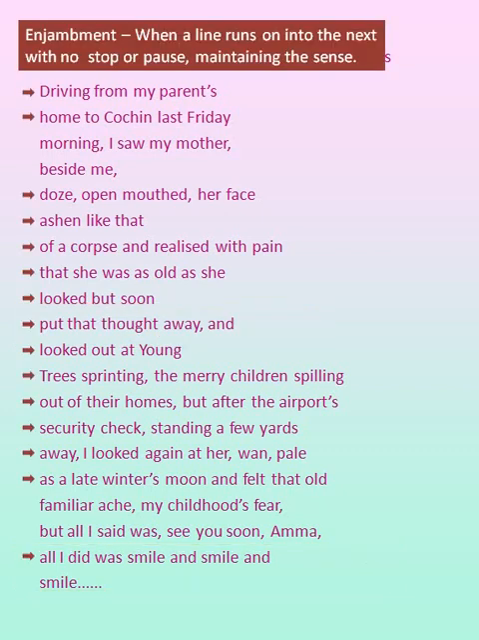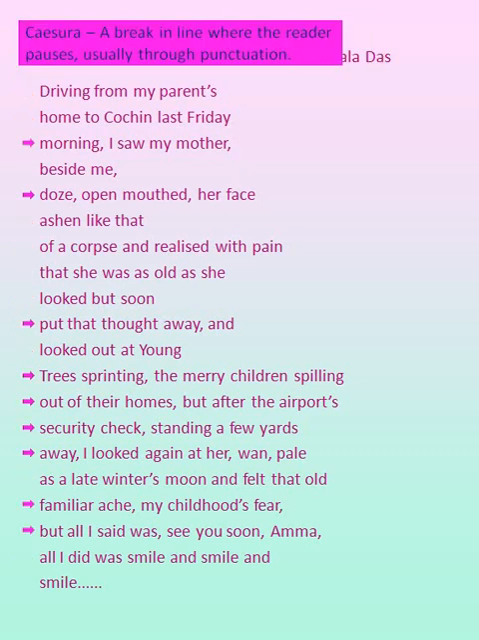Enjambment: when a line runs on into the next with no stop or pause, maintaining the sense. Here the lines which are denoted with an arrow do not have any punctuation at the end. For example, in the first line, "driving from my parents," there is no punctuation. Even in the second line, "home to Cochin last Friday," after that there is no punctuation. So all the lines denoted using an arrow do not have any punctuation, and these lines have the figure of speech enjambment.